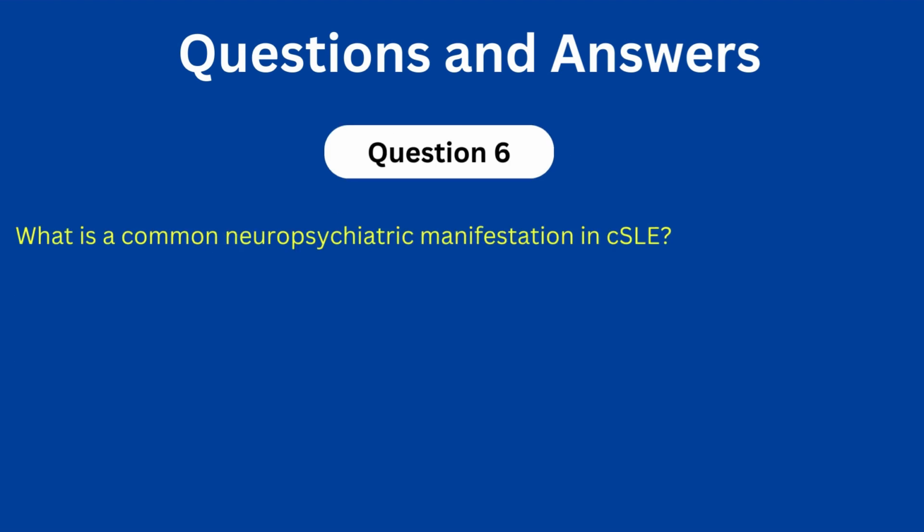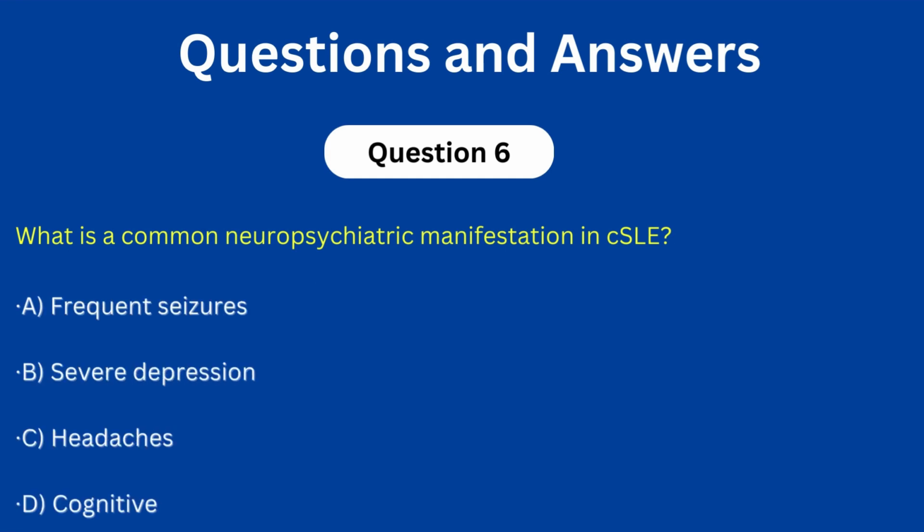Question number 6. What is a common neuropsychiatric manifestation in systemic lupus? A. Frequent seizures. B. Severe depression. C. Headaches. D. Cognitive dysfunction. The correct answer is C.